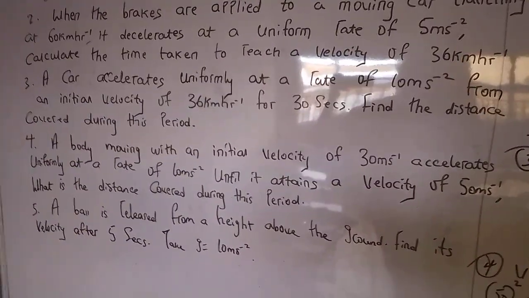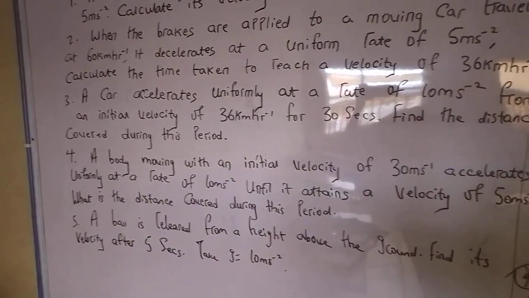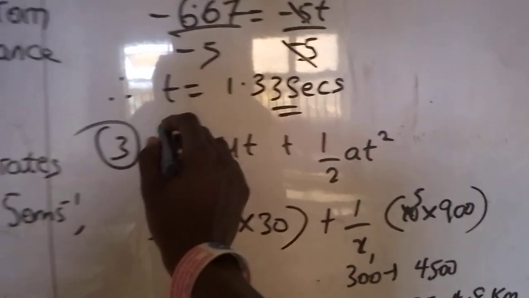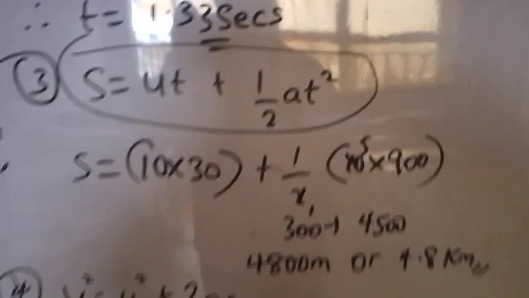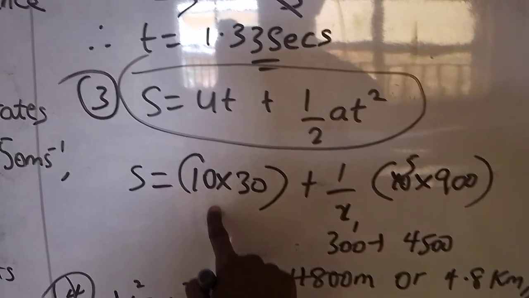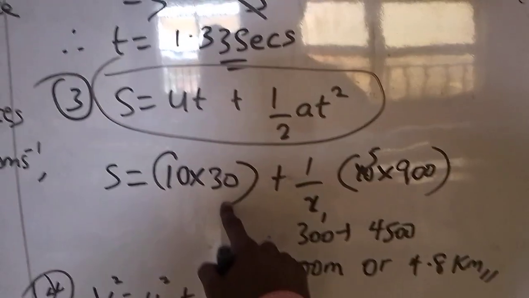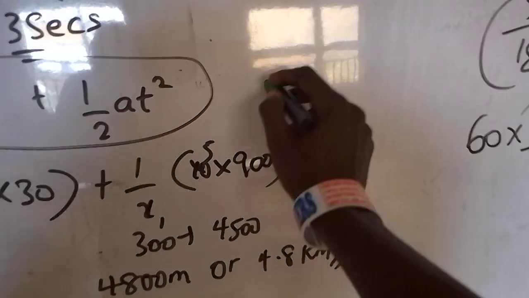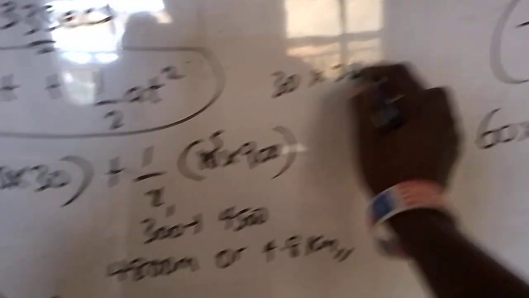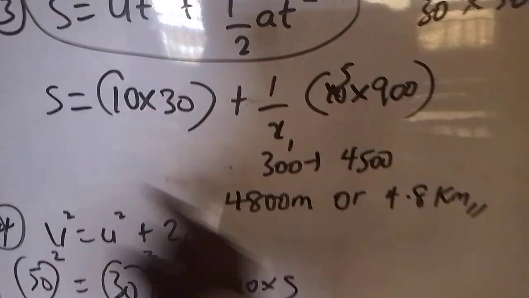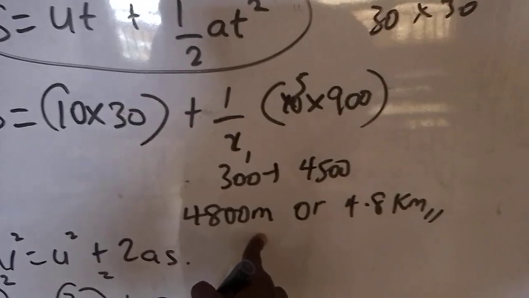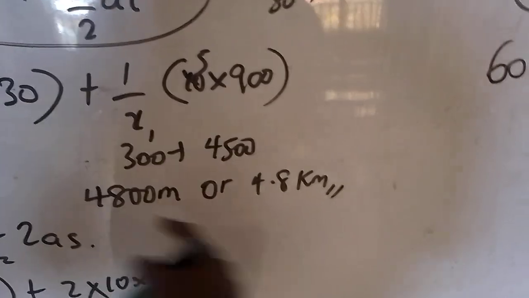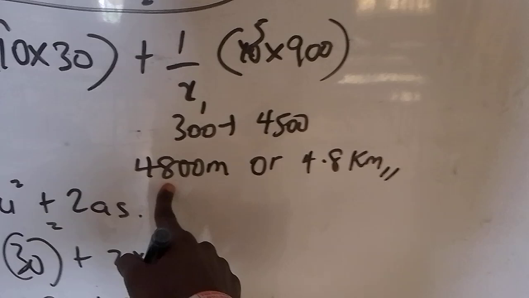Number 3 says we should find the distance. If you are asked for distance, we have another equation of motion that we make use of: s is equal to ut plus half at square. Your u is your initial velocity, which is 10. Then t is the time taken, 30. Then half at square. Remember that your t square is 30 times 30, which is 900. So we get our answer in meters, or 4.8 kilometers. We are converting to kilometers by dividing by 1000.